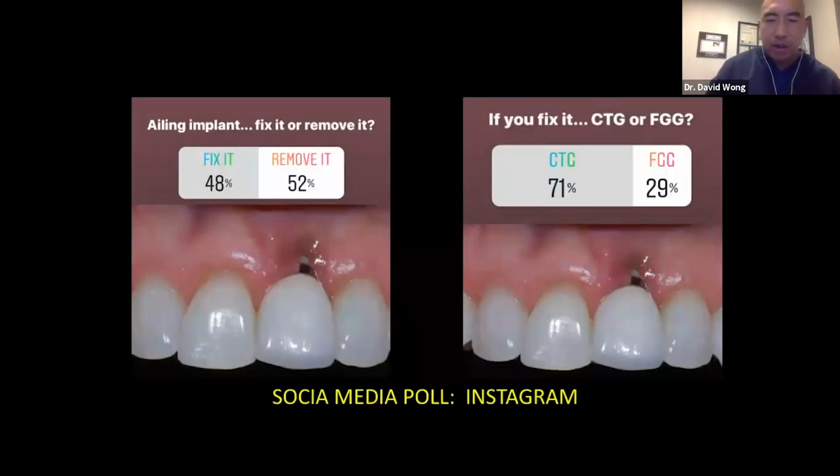Sometimes for fun, just for kicks and giggles, I'll go to Instagram and create a poll. What was interesting is about 52% of the people wanted to remove this implant. Only 48% wanted to fix it. What was also interesting is that of the people who wanted to fix it, about 3/4 would choose a connective tissue graft over a free gingival graft. I thought that was kind of interesting, only because not only am I in the half of the people that wanted to fix it, I'm also in the 25% of the people who chose a free gingival graft.